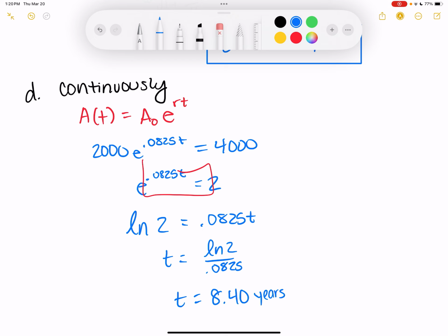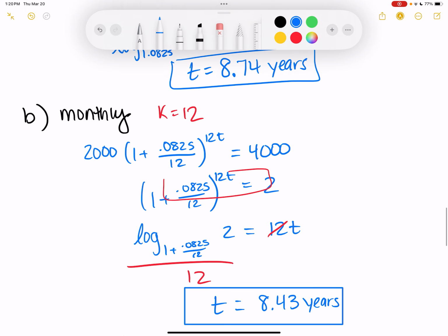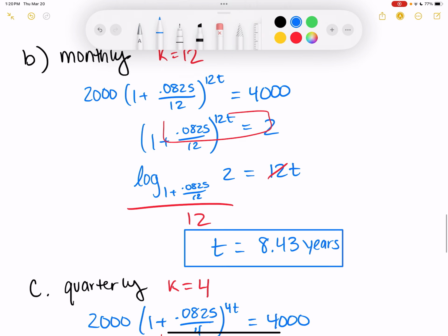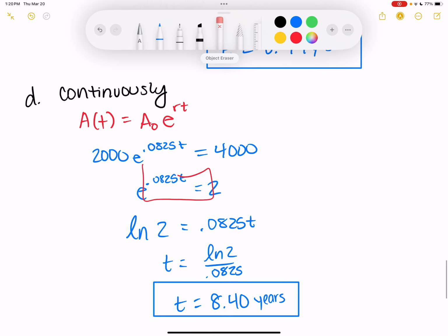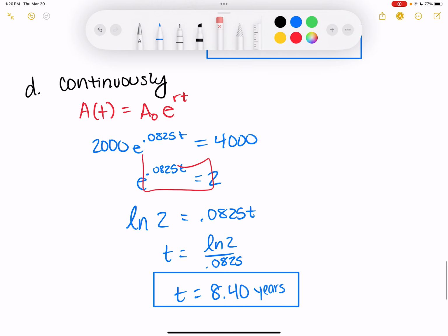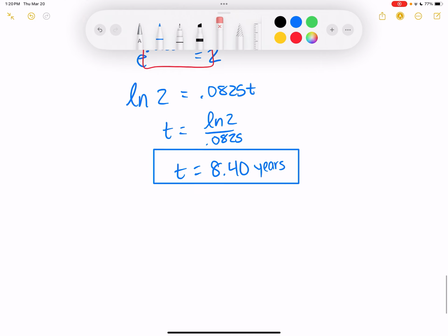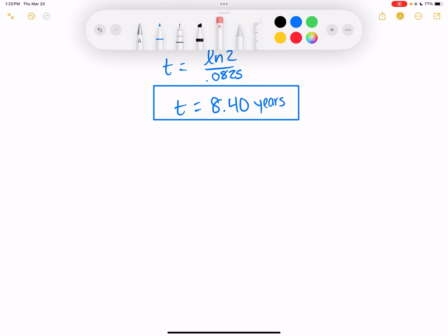So which option would you want? Continuously, please. Is it really that different if we did monthly, quarterly, ultimately? Not really. Still, I'd rather the continuous. If I had to pick, I'm choosing continuously every time, no matter what. It's just a tiny bit faster, just a few days. But what are a few days going to make, even? What is happening in these years? I have no idea what's going on.